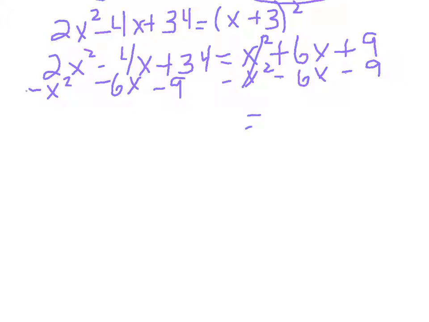So all this cancels, giving me 0. 2 minus 1 is 1. Negative 4 minus 6 is going to give me negative 10. And 34 minus 9 is going to give me 25.